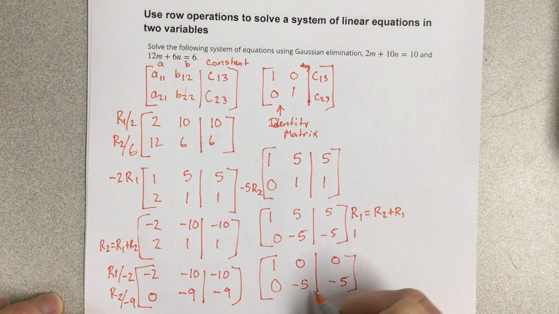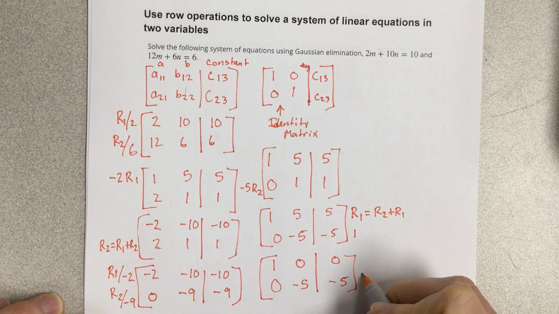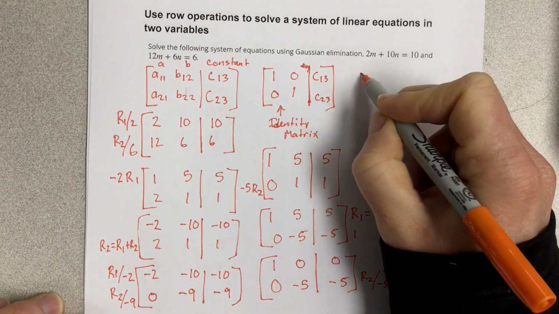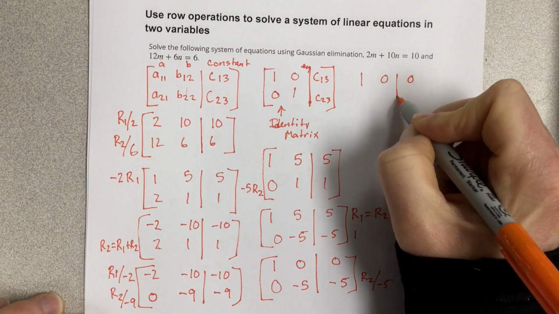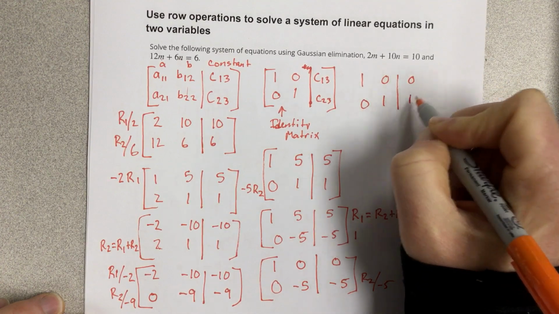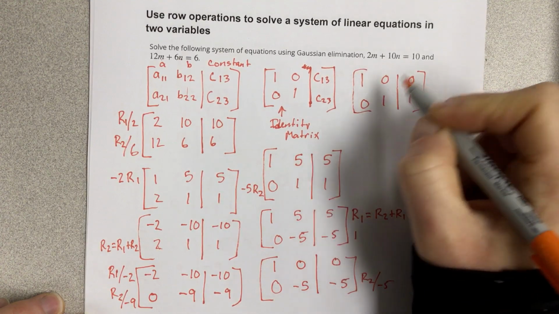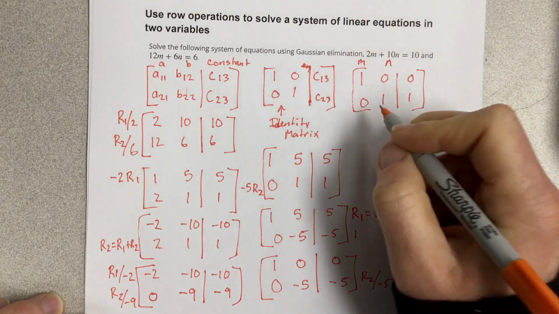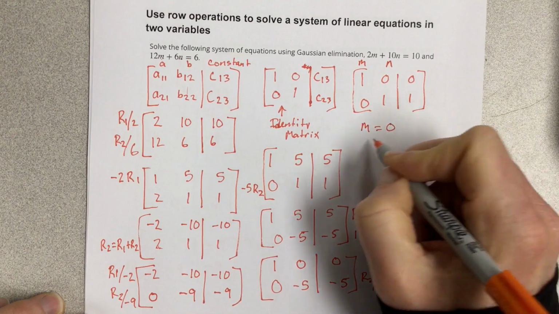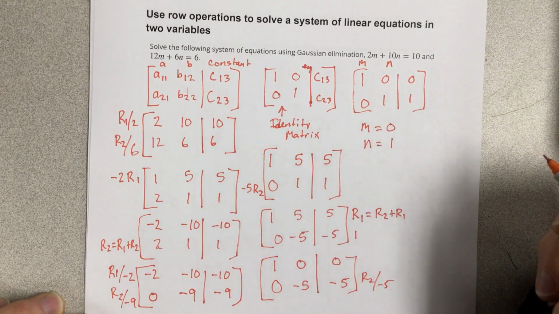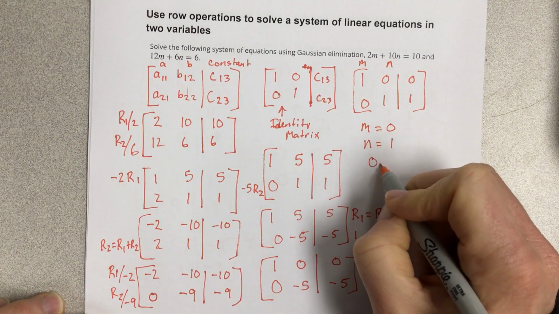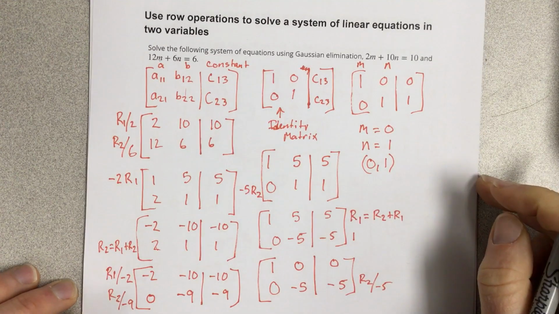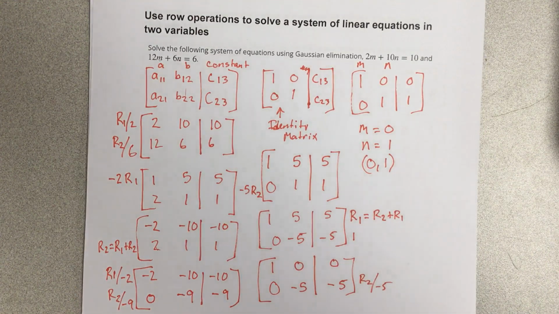Now I'm going to divide the bottom equation by -5. So I'm going to say row 2 divided by -5. And that will give us 1, 0, 0, 0, 1, 1. So my m variable, remember I screwed that up at the beginning, this is the m column, this is the n column. My m variable is equal to 0, and my n variable is equal to 1. So that means I have 0, 1 for a solution here. And that's how you use Gauss-Jordan to solve this system of equations.